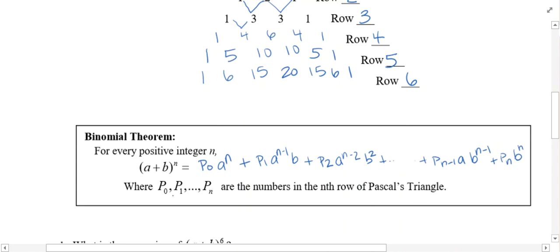Where p sub 0, p sub 1, all the way up to p sub n are numbers in the nth row of Pascal's triangle. So whatever row we have, to the nth power, we're in the nth row. So those line up.